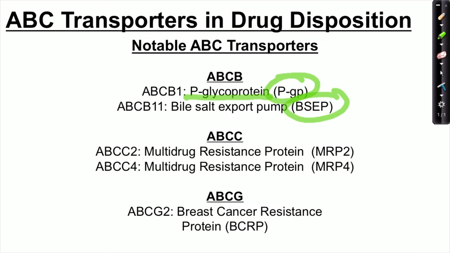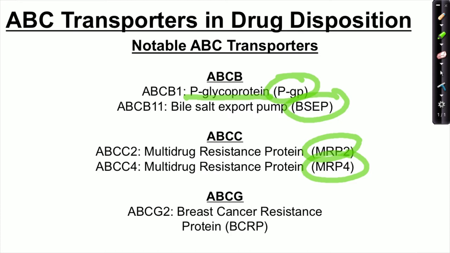And then the ABCC family members that are very important in clinical pharmacology are ABCC2 and ABCC4. These transporters are in the liver. They may be in other organs as well, the kidney, for example, but they're notable in the liver and sometimes in the kidney. And they're multi-drug resistance proteins, and they are MRP2 and MRP4. I probably won't talk too much about these two transporters, just know that they play a role in multiple drugs, and they play a role in their hepatic and renal disposition.